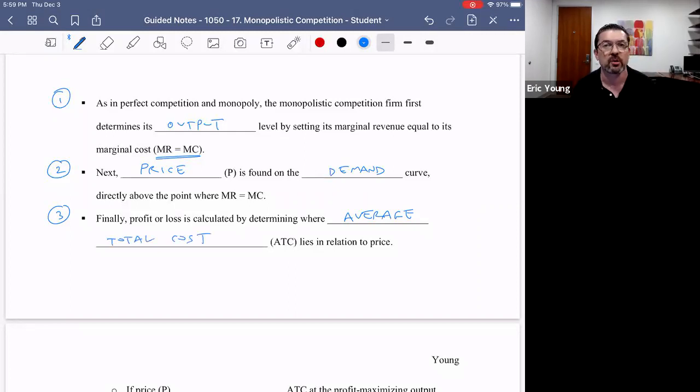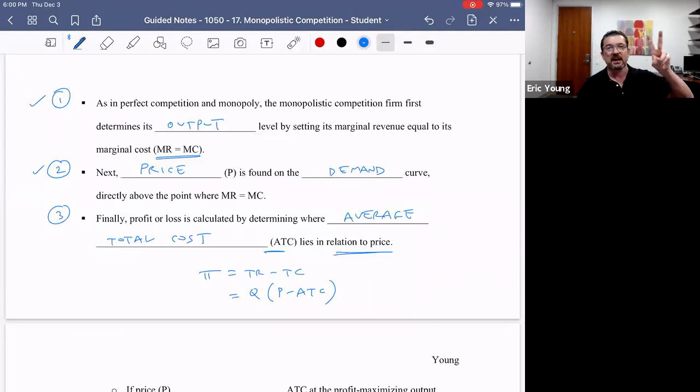Technically, where the average total cost curve, where the ATC curve lies in relation to price. Remember, we learned a while back that profit was TR minus TC. So profit was also equal to Q times P minus ATC. So our big three variables to solve for: Q, how much to make; P, what price to charge; and where's ATC.